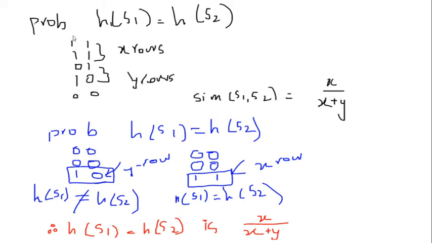So what we do here, let's say hash of S1 equals hash of S2. There are X rows, Y rows, and zeros. However, we compute the similarity of S1, S2 by taking the intersection divided by the union. The intersection is wherever there's a 1 in both of the columns S1 and S2. So these are the X rows. So it's X divided by X plus Y, since X rows and Y rows are both going to come in the union. And this is Jaccard similarity.